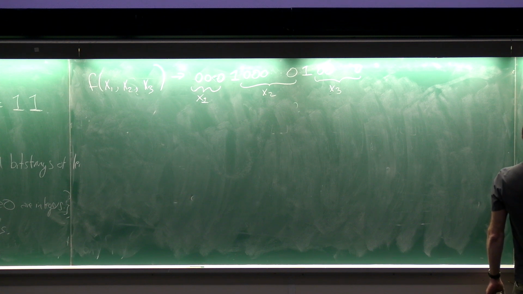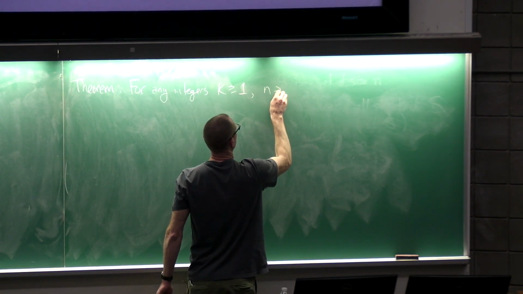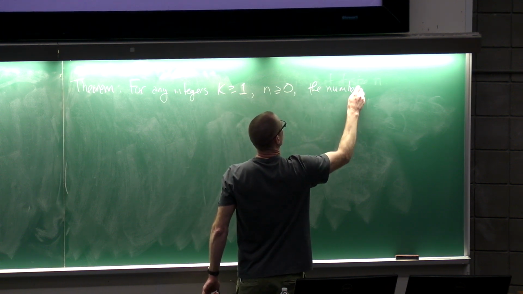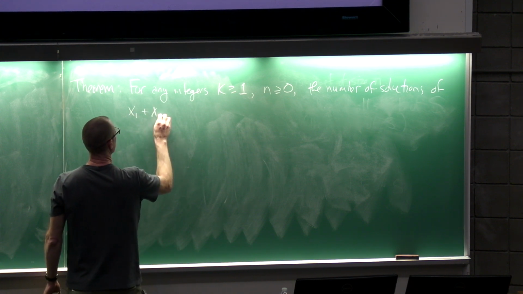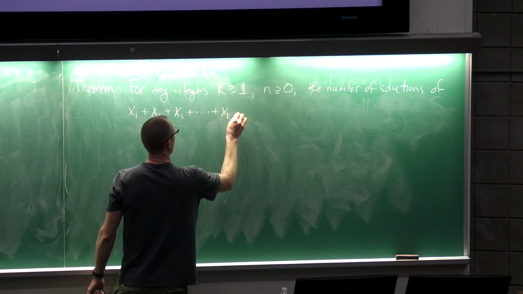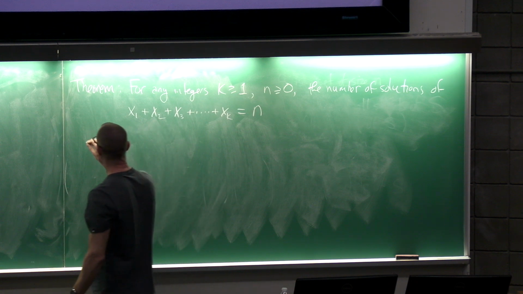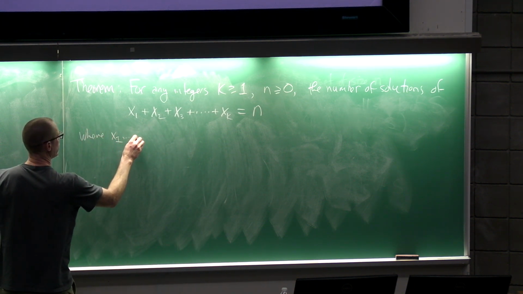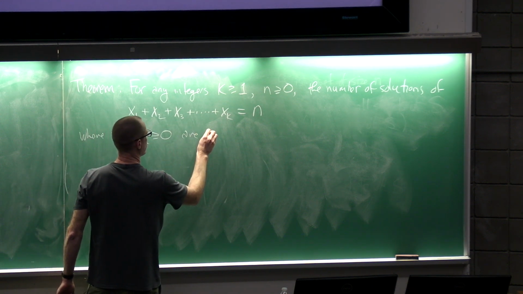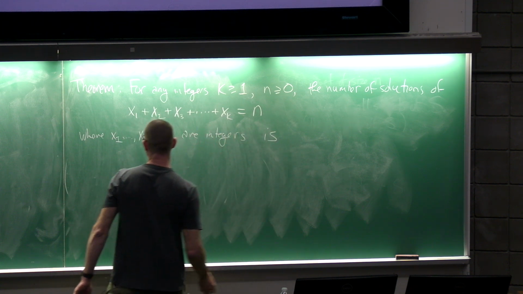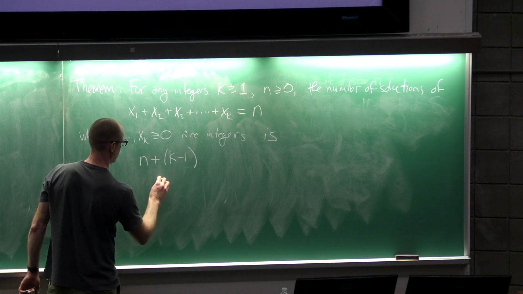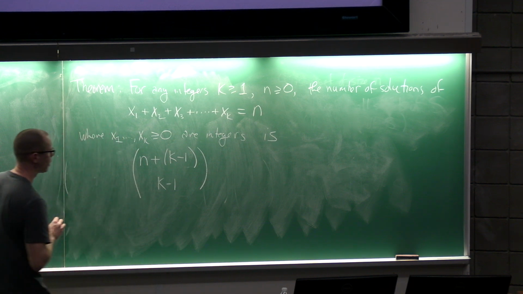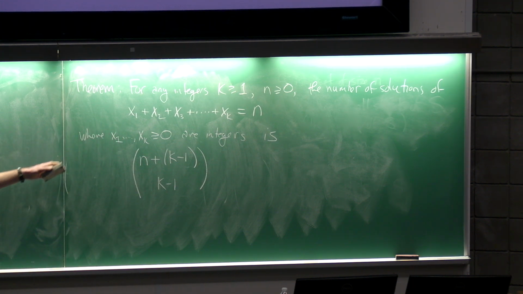Here's the general theorem. For any integers k bigger than or equal to 1 and n bigger than or equal to 0, the number of solutions of x1 plus x2 plus x3 up to xk equals n, where x1 to xk bigger than or equal to 0 are integers, is n plus k minus 1 choose k minus 1. And the proof is exactly what we just saw.